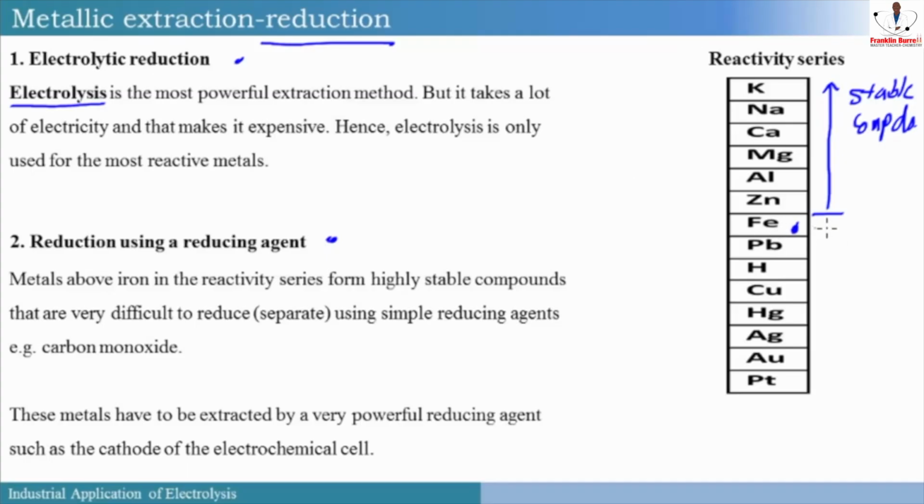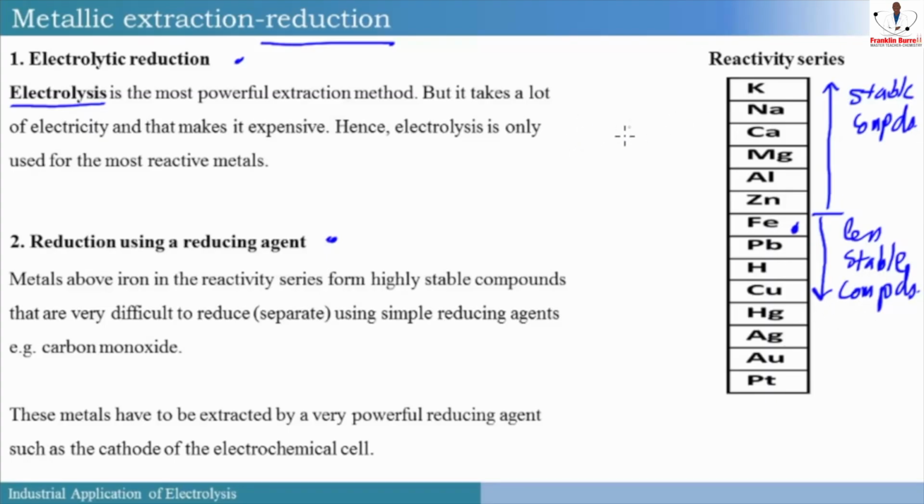Now, from iron down, these compounds now, they form what? Less stable compounds. Now, these compounds that are formed from iron down are more easily separated than the ones above in the reactivity series. So the ones above form very stable compounds. The ones below, from iron down, form less stable compounds.